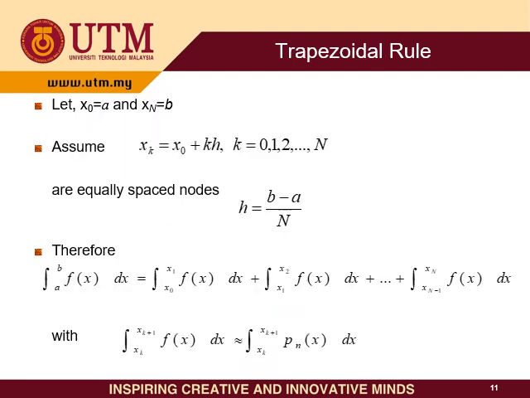So if you can see here, instead of having just one long interval from A to B, we have a smaller one from x0 to x1. If you remember previously, we have x0, x1, x2, x3, x4, and x5, right? So instead of calculating directly from A to B using the trapezoidal rule, we do it in smaller trapezoids: x0 to x1, x1 to x2, and so on until xn minus 1 to xn. This is how we make it more accurate.